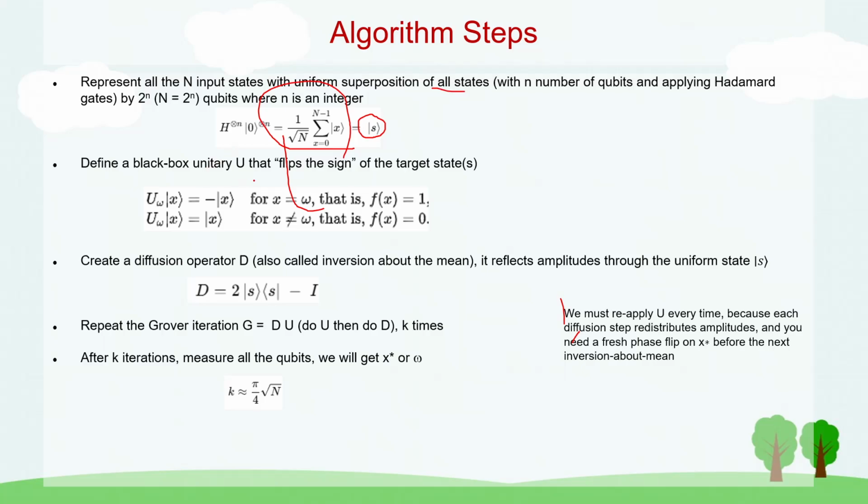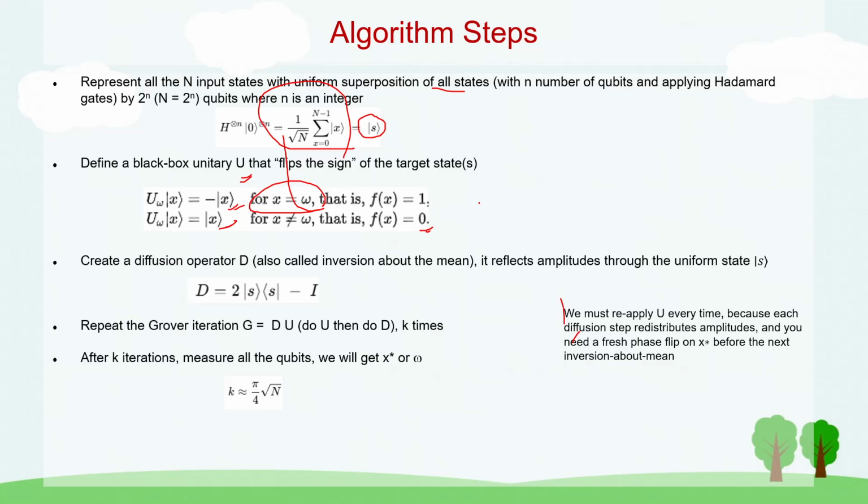Now we need to define a unitary matrix U as a black box. It will mark with -1 when f of x is 1, that is, when x is equal to omega, which I'm interested in. That's what I'm searching. For all other inputs, it just leaves them as they are, when f of x is 0, that is, x is not equal to the number or name I'm looking for. So with this, can you get the answer?